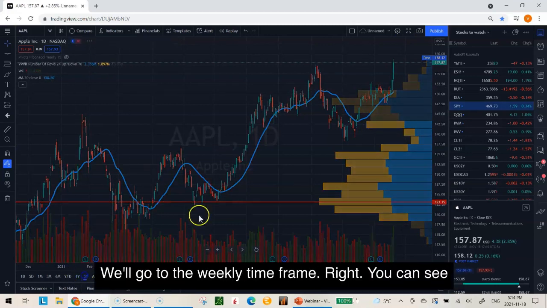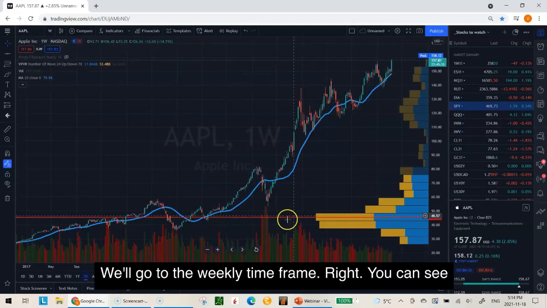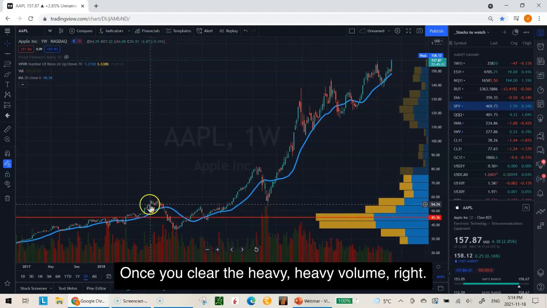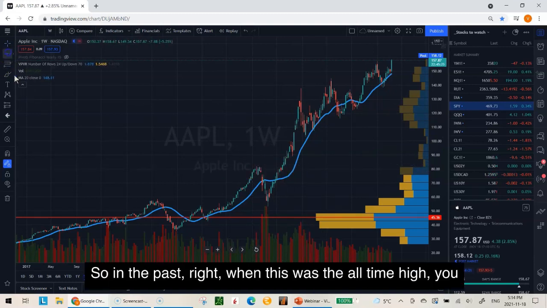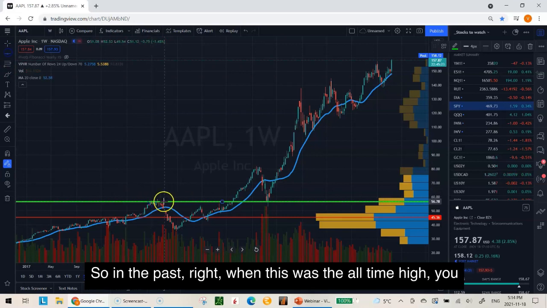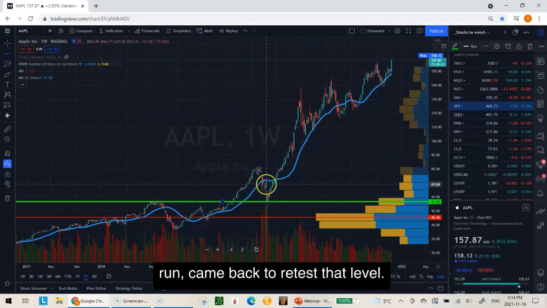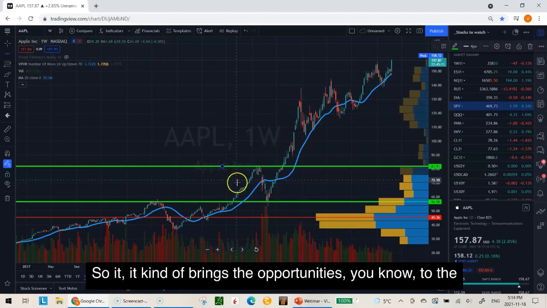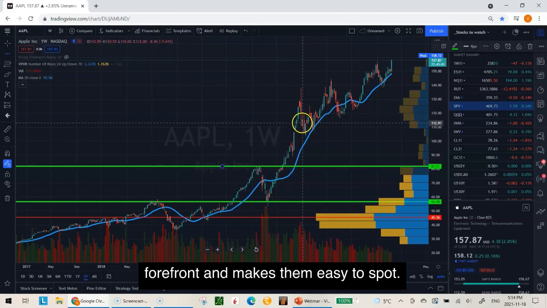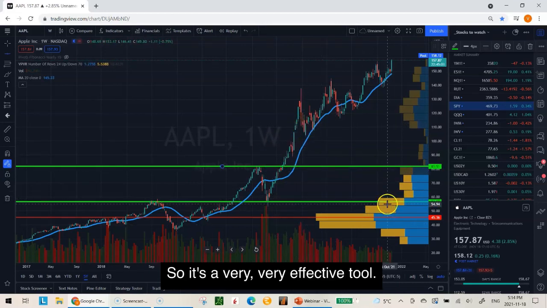We'll go to the weekly time frame, right? You can see that back in here again, once you cleared the heavy volume, it went on a run, usually when you cleared an all-time high. So in the past, when this was the all-time high, you cleared it, you went on a run, came back to retest that level, you clear the next all-time high, and you go on a run, right? So it kind of brings the opportunities to the forefront and makes them easy to spot. So it's a very, very effective tool.